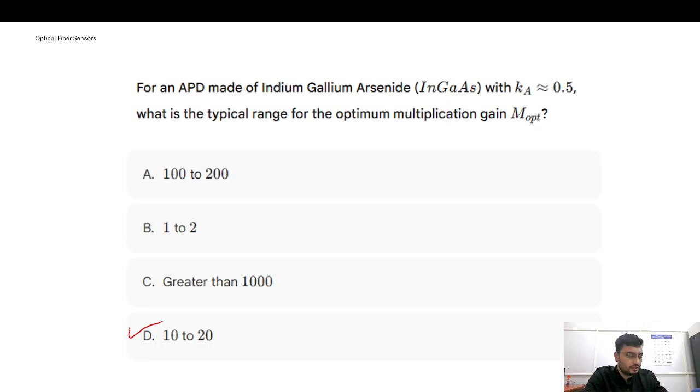What is the equation for this? Let me check the equation right here.